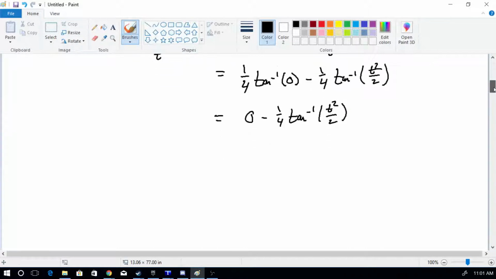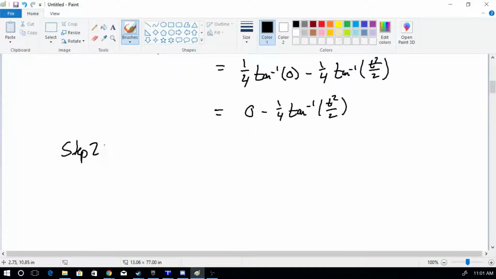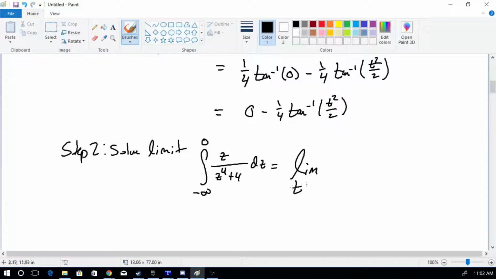Okay. Now we're going to do step 2. Solve the limit. Because recall, our actual integral is from negative infinity to 0 of z over z to the 4th plus 4 dz. And we said that's the limit as t approaches negative infinity of negative 1/4 arctan of t squared over 2.